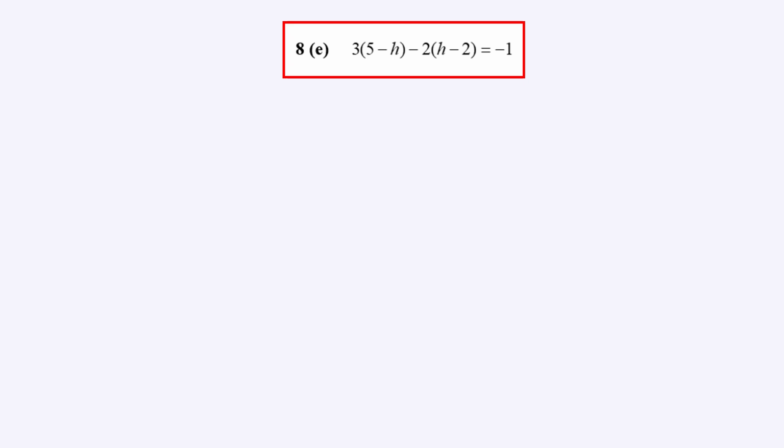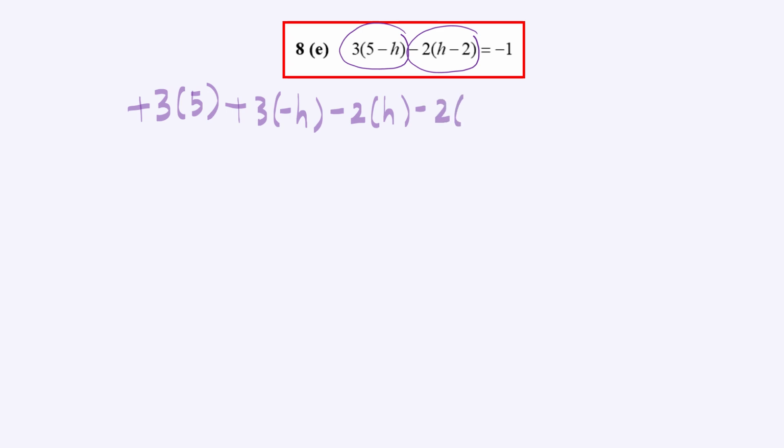So we're going to expand this, leaving your negative 1 on the right hand side. So we have 3 bracket 5, positive 3 bracket 5, positive 3 bracket negative h, negative 2 bracket h, negative 2 bracket negative 2 equals negative 1. So I would have 15, plus times negative gives you negative 3h, negative 2h, negative become positive.